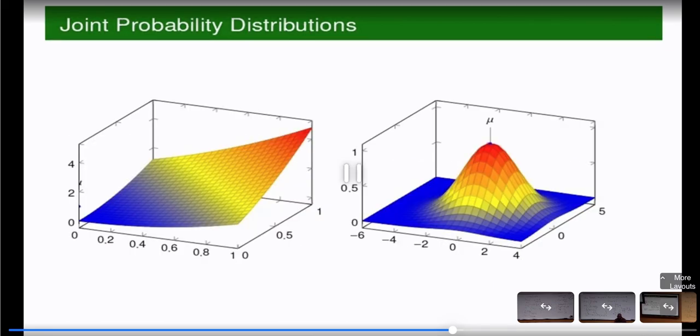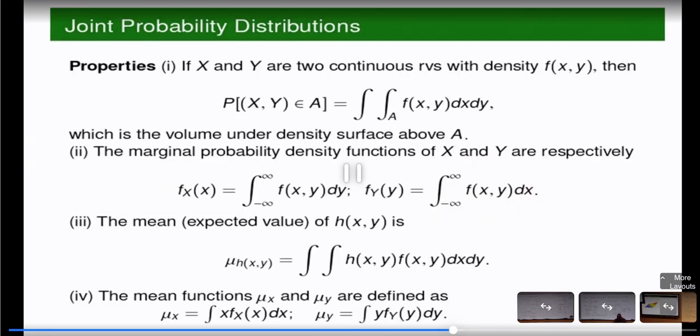Okay, this continues to go all the way to 3 dimensions and so on like that. Now, if I'm seeking to get the probability of X and Y, I must be ready to perform an antiderivative on f of x,y with respect to x and y.